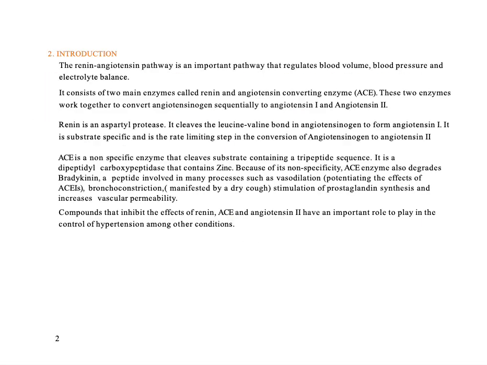All right. So the renin-angiotensin pathway is a very important pathway. It helps regulate blood volume, and in regulating blood volume, it also regulates blood pressure and electrolyte balance. There are two main enzymes involved in the renin-angiotensin pathway: renin and angiotensin converting enzyme. Those enzymes work together to sequentially cleave angiotensinogen to angiotensin 1, then to angiotensin 2. The next slide has a clear scheme of how these enzymes function.